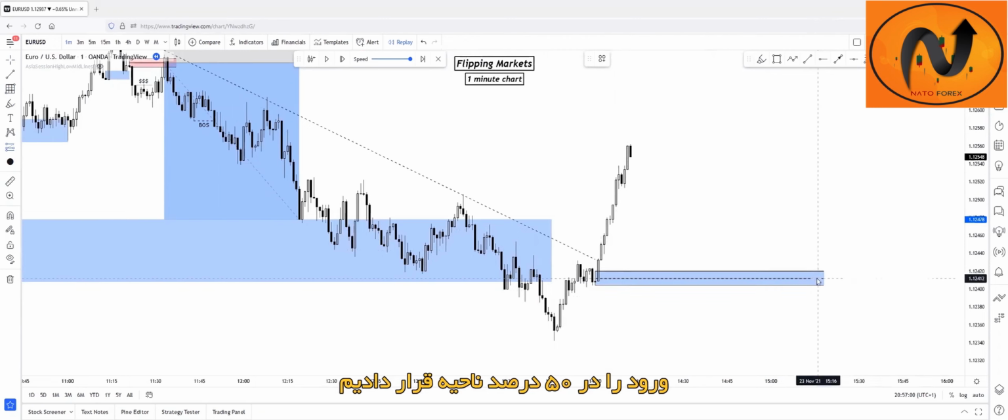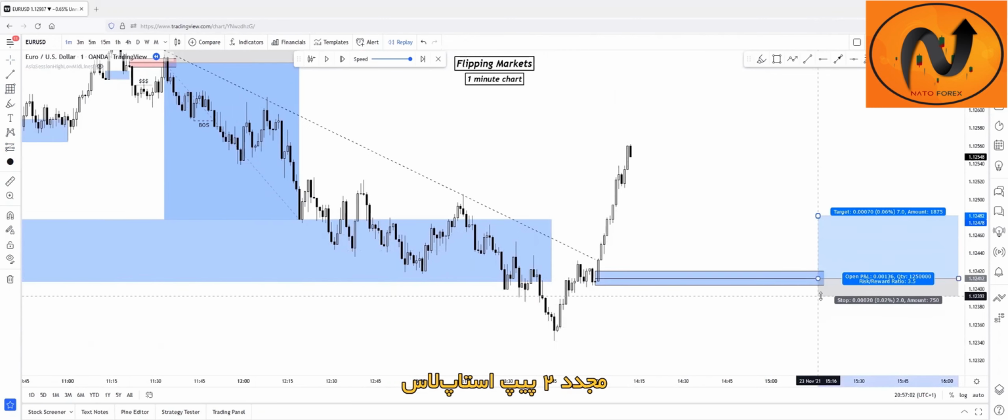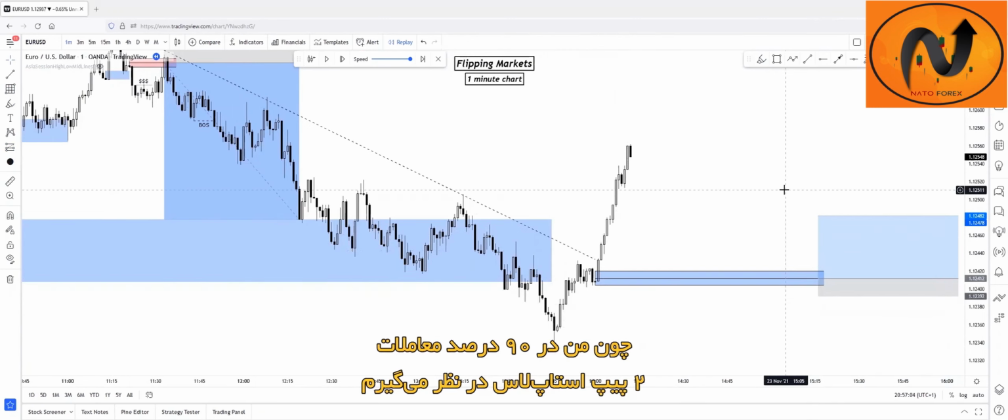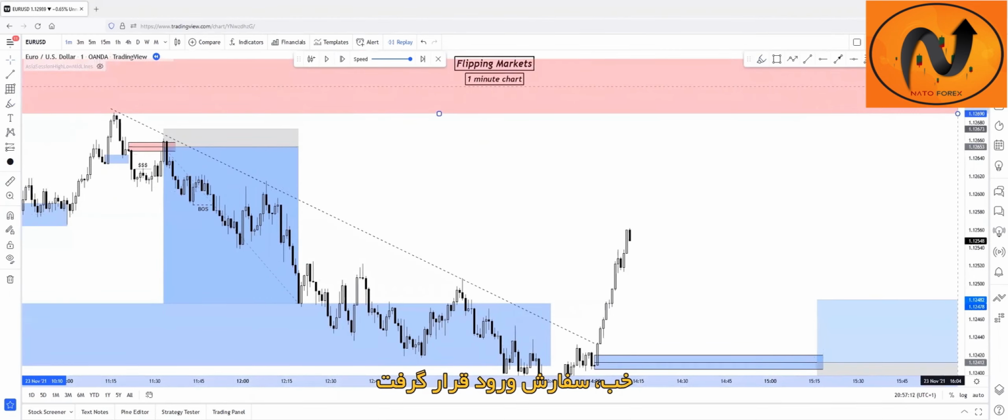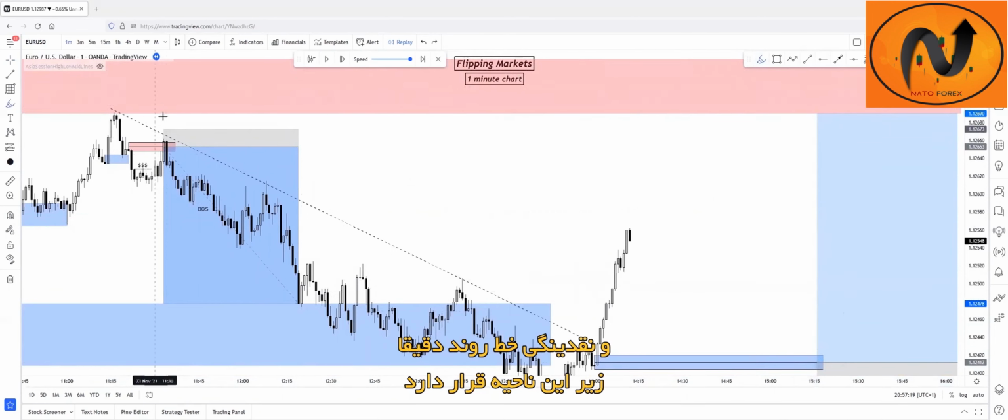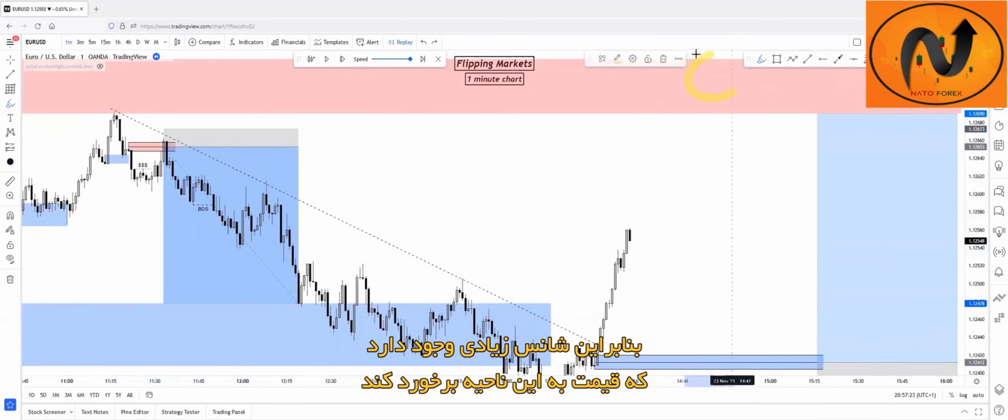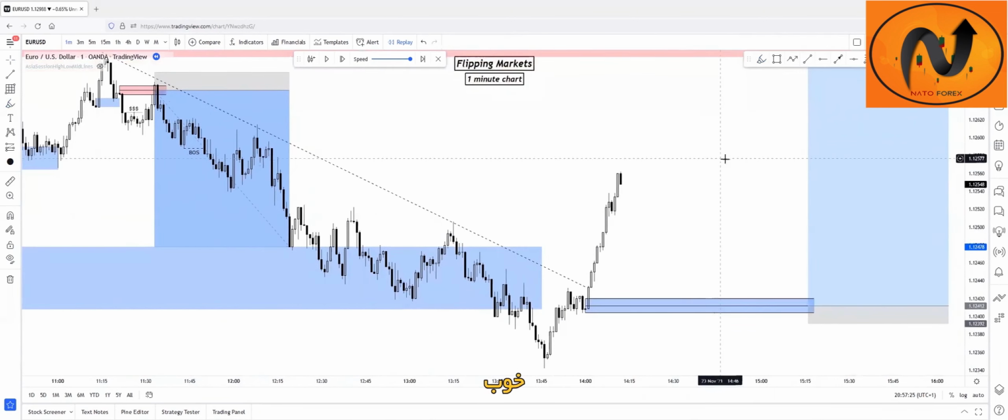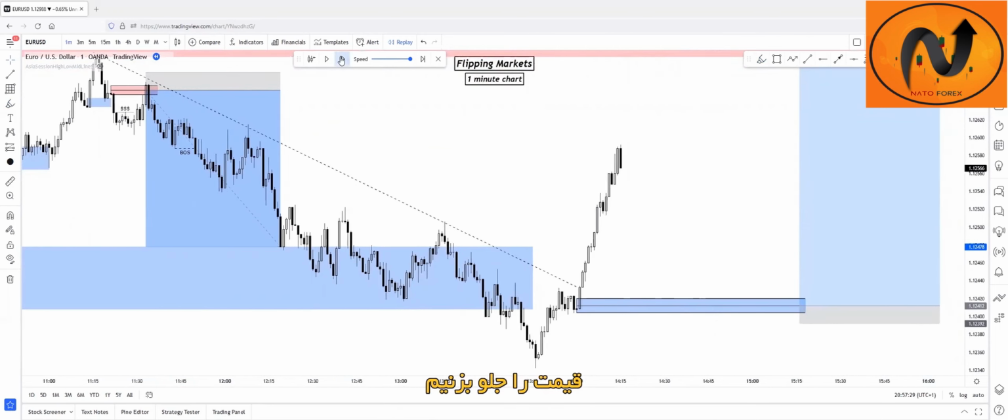50% entry set, 2 pip stop loss again, because we always use, not always, but 90% of the time I use 2 pip stop loss. So it has been just set. I will just aim for this zone because, as I said, there are still loads of orders sitting on this zone, and the liquidity trend line is just above this zone. So price has a really great chance to tap this zone. Okay, so our order limit has been set. Let's wait for price to tap this zone.